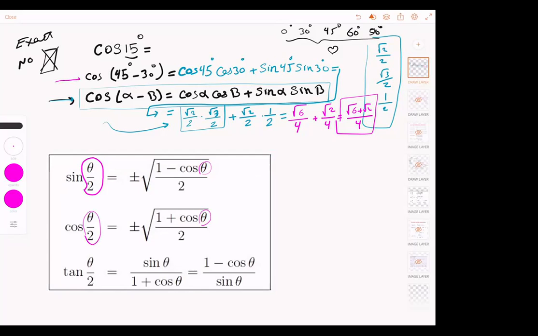They said subtracting, which is beautiful. It works. But we also see this 15, correct, is half of 30. Half of 30 gives me 15 degrees. So I also can use the half angle formula.